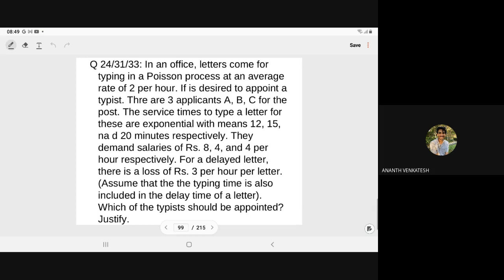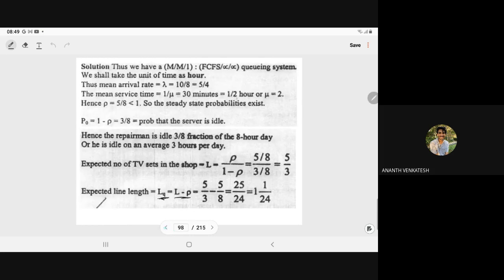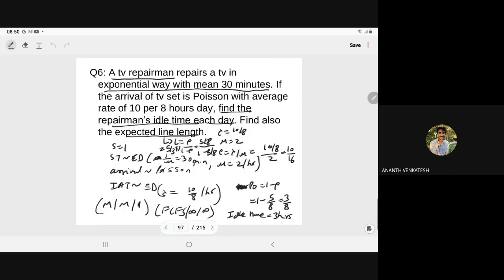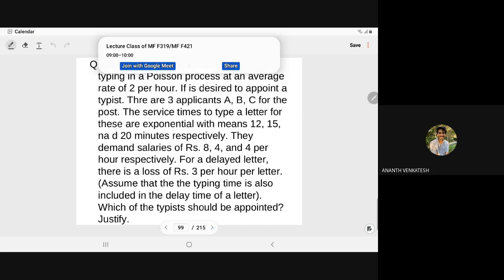In the next class, we will start this question, because it takes time. So in the next class, we had better solve this system.